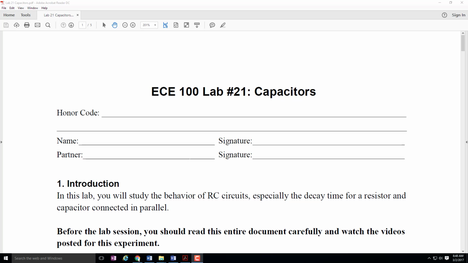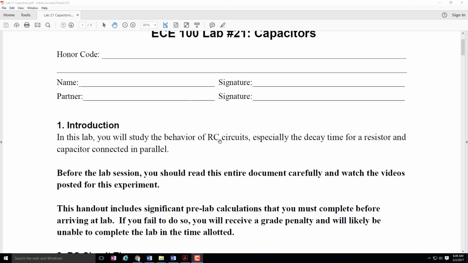Our lab today is about capacitors, and we're going to talk about how to, in particular, study the decay of the voltage across the capacitor when it's attached to a resistor. So we're really going to be talking about RC circuits.